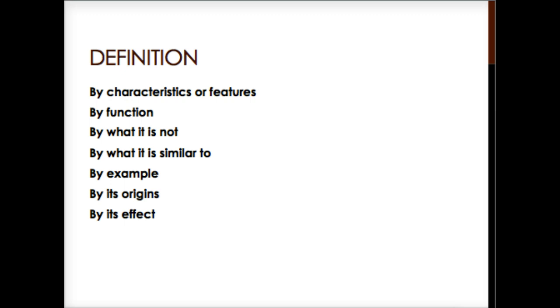By its effect, discussing what effects the subject produces is important with certain subjects or in certain contexts. For example, in an essay on global warming, the definition of CO2 emissions, emphasizing the consequences of these emissions to the environment, would be important. So these are some things to keep in mind when you're talking about definition.